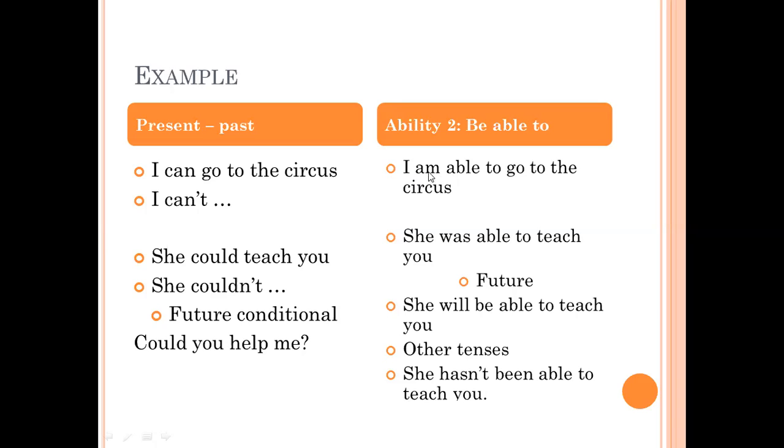So we use be able to, and it can be used, as I said a few minutes ago, in the present as well. I am able to go to the circus. Present. She was able to teach you. Past. She will be able to teach you. Future. Or in the other tenses, like she hasn't been able to teach you.